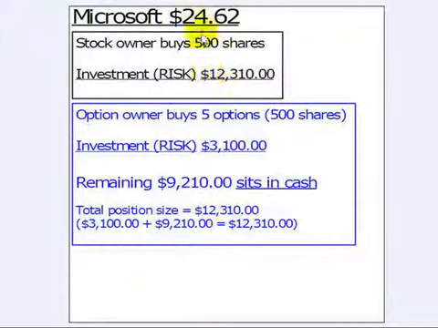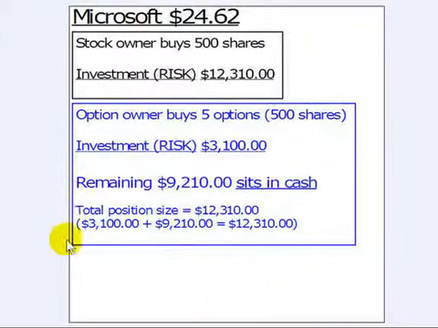If it trades down to 12, this investment of 12,310 is going to go down to 6,000, cut in half. Most you'll lose here is $3,100, and the $9,210 will be sitting in cash. All right, let's take a quick look at how this strategy works. Let's do a quick comparison.